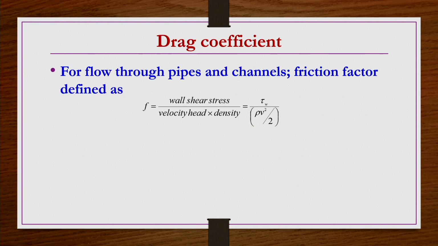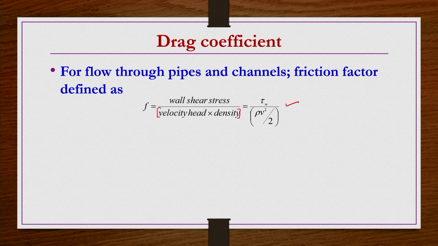What is friction factor? Friction factor we have defined as a dimensionless wall shear stress, that is wall shear stress divided by the velocity head multiplied by density. If you non-dimensionalize this wall shear stress by velocity head and density, then we get this friction factor, that is tau w by rho v square by 2. So, this is how we have defined the friction factor for flow through pipes and channels in general in our fluid mechanics course, right. Similarly, we can also define the drag coefficient.